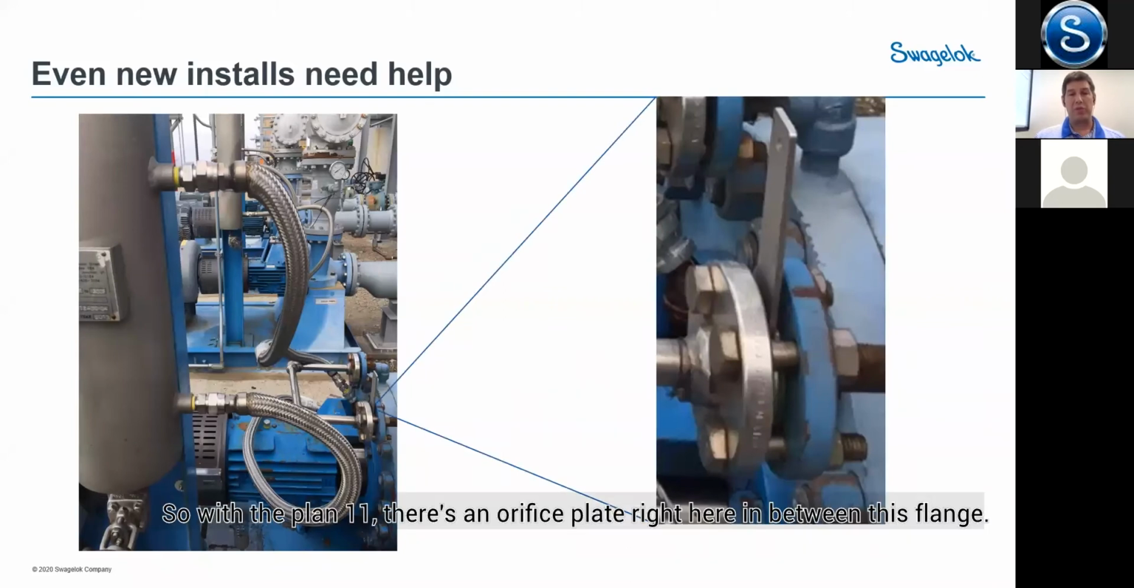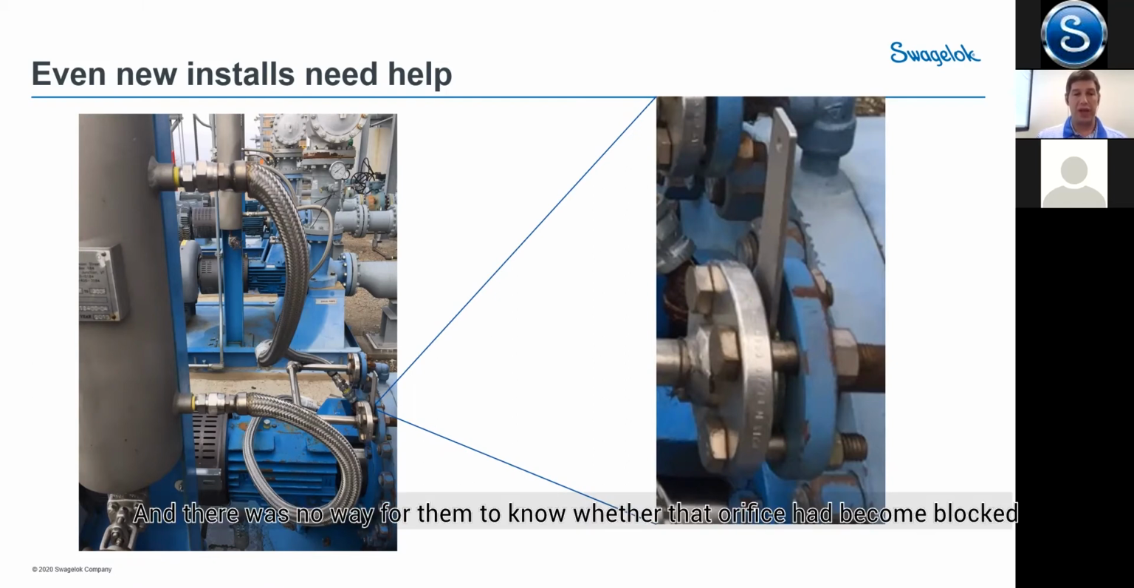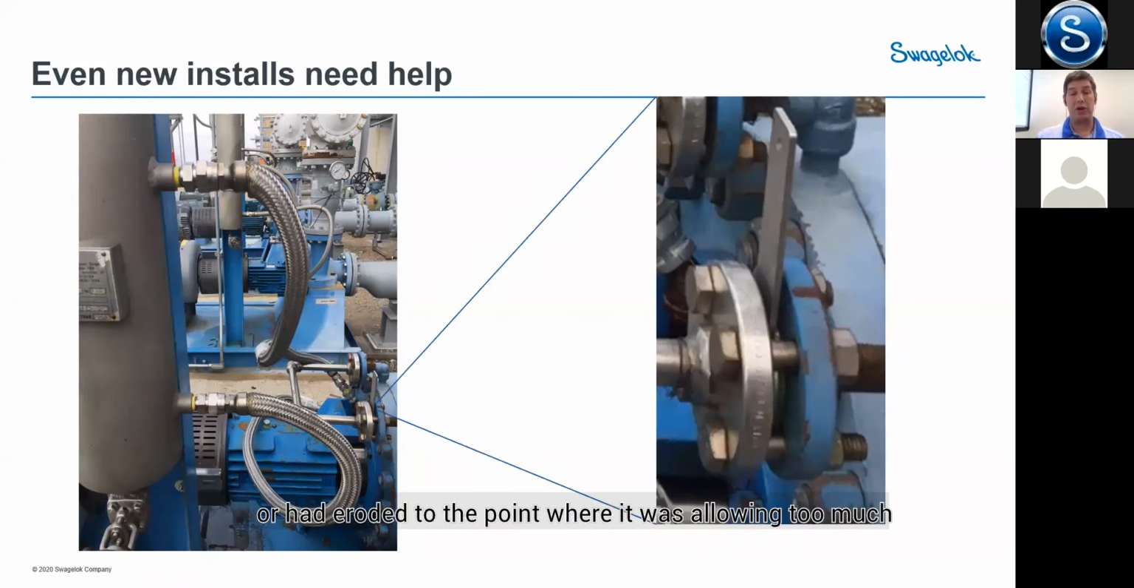So with the Plan 11, there's an orifice plate right here in between this flange, and there was no way for them to know whether that orifice had become blocked or had eroded to the point where it was allowing too much fluid flow in the system. And because this was all welded, and you can see that back here, there was no way to actually add or remove instrumentation without welding up the system again.